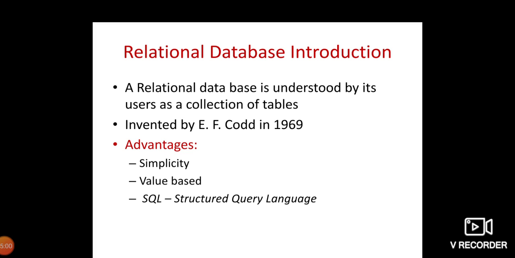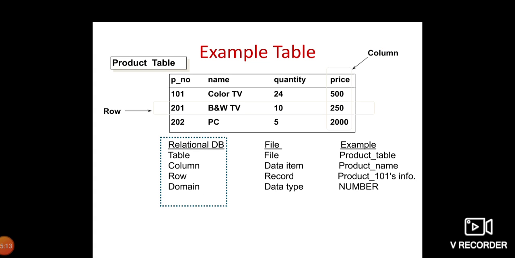Relational database introduction. The advantages are simplicity and value-based structure, and SQL is a major advantage, a major language with its own advantages. Okay, an example here: I'm taking a table with a product number. Product number is one column, one attribute. The name is another attribute, and quantity and price.